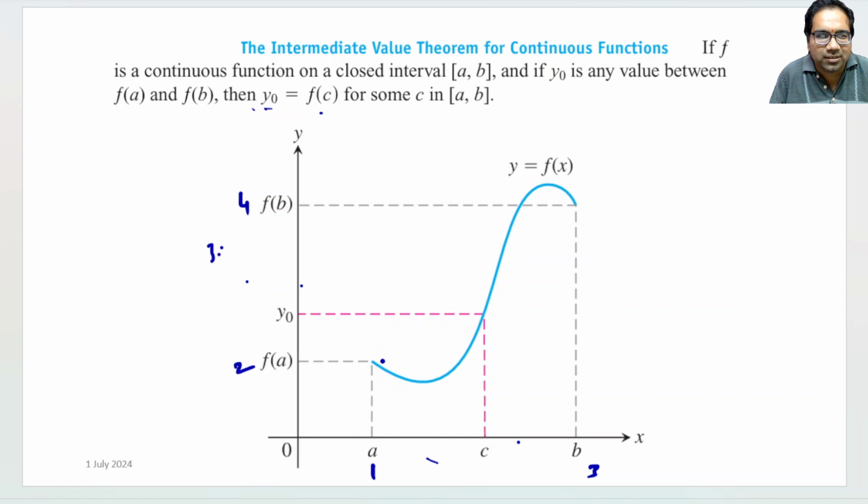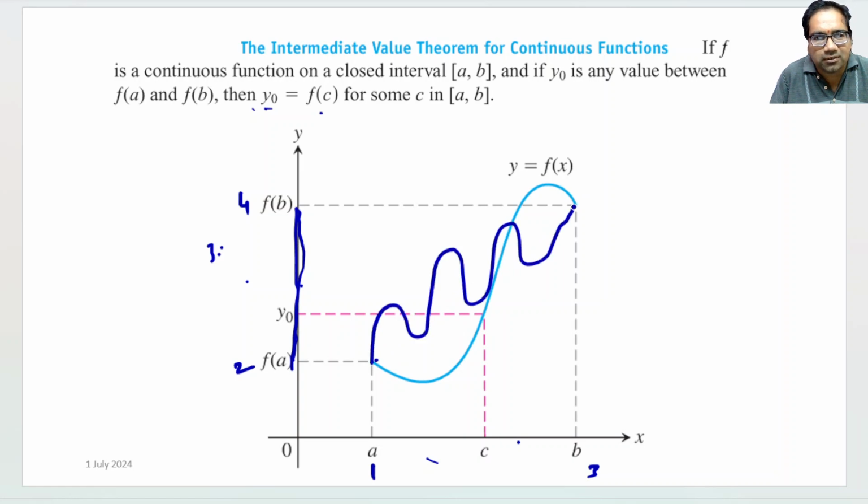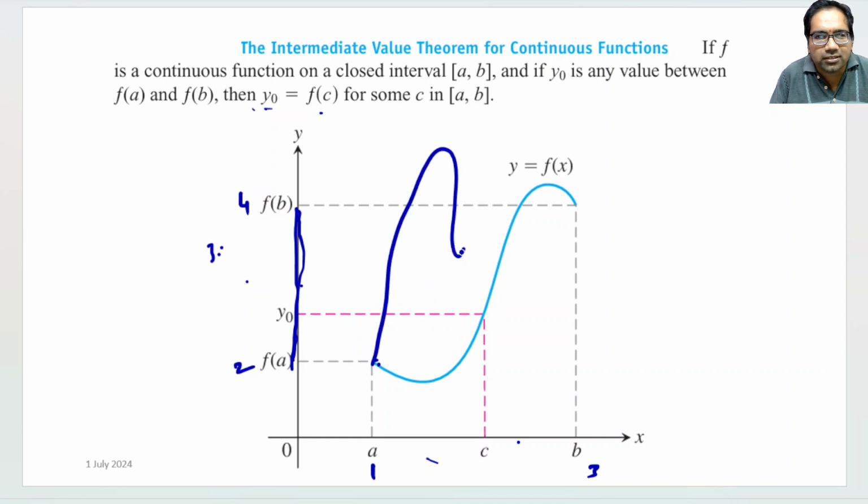Because this is continuous, in the worst case, it has to go like this, right? Even if you directly join this, then also it will cover all the points between here to here, right? All the points here to here. It will at least cover once. For example, it can cover multiple times also. You can go like this, right? Or you can go like this, up and down, like this.